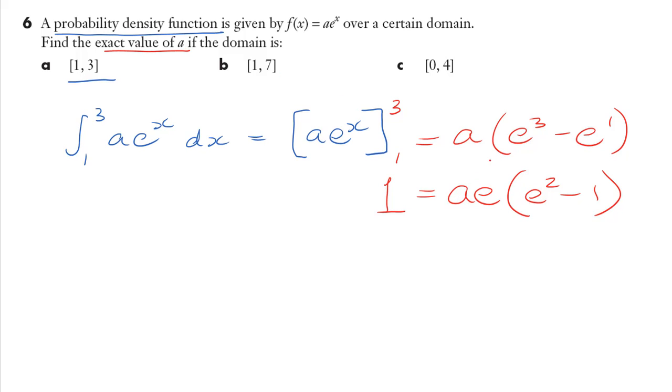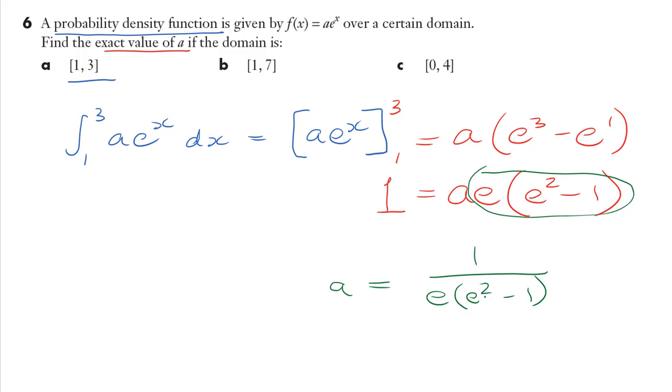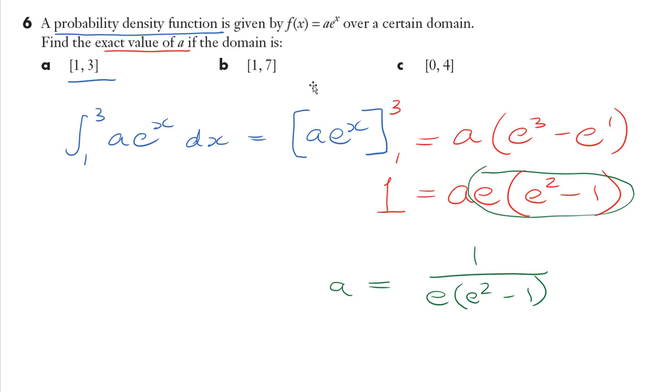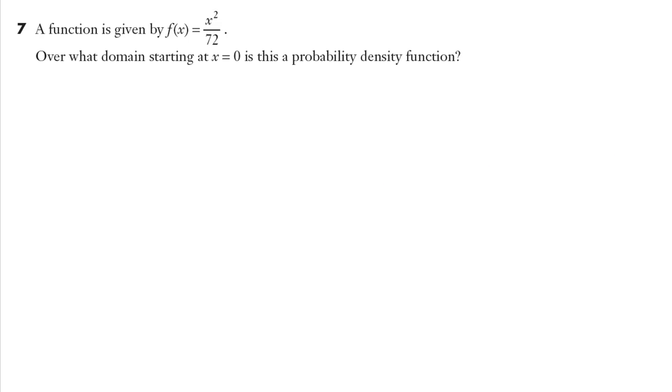So here's a. I'm going to take all of this section here, divide the right hand side by that, and so we end up with a is equal to 1 over e squared minus 1. You know, we've got a difference of 2 squares there. You could make that e minus 1, e plus 1, but I'll just leave it like that. Going back to that one, try B and C yourself.